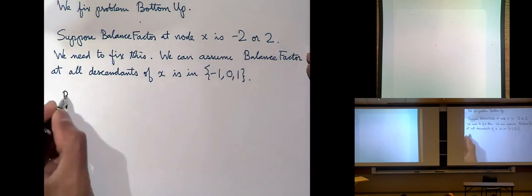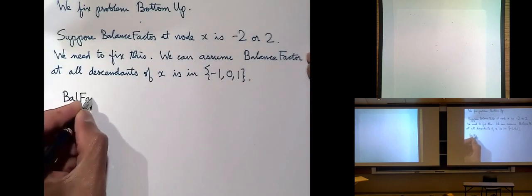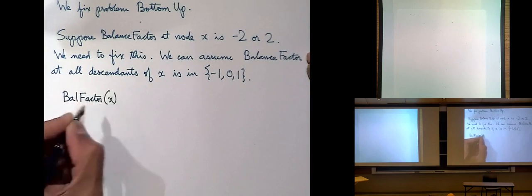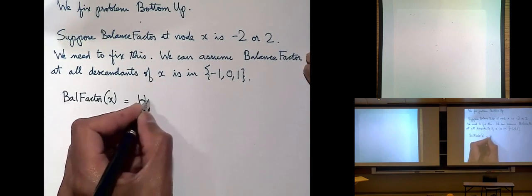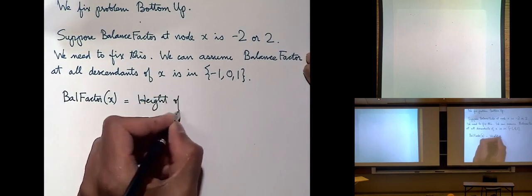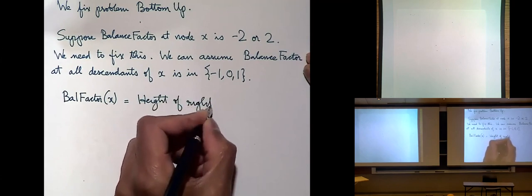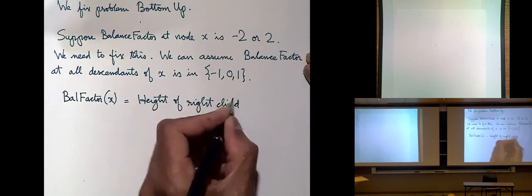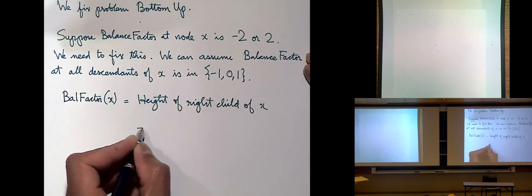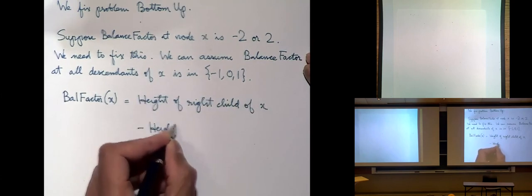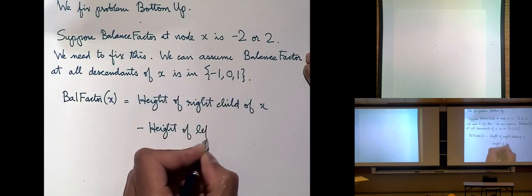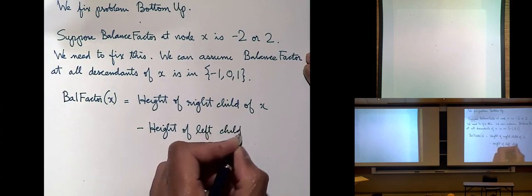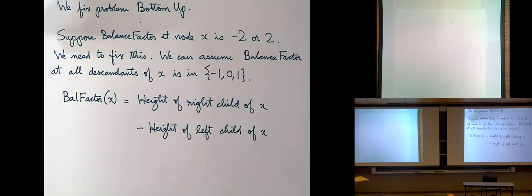So let's recall again, the balance factor at x is the height of the right child of x minus the height of the left child of x. And so this is either 2 or minus 2.